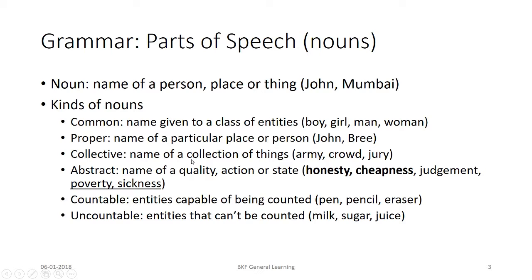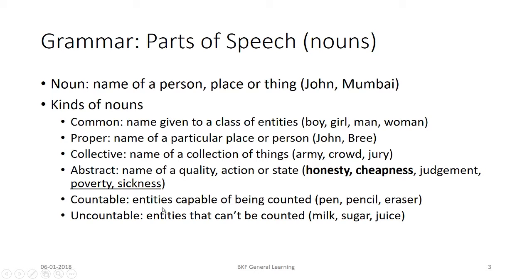Collective noun is a name of a collection of things such as army, crowd, or jury. Abstract noun is a name of a quality, action, or state. So honesty and cheapness are the qualities. Judgment is an action. Poverty and sickness are states.